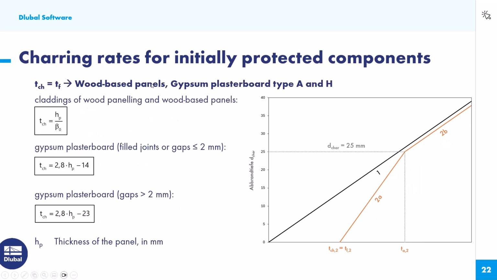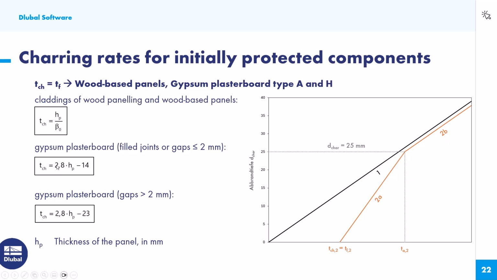Okay, so for wood-based panels, gypsum plasterboards type A and H, we can use this curve number 2, where the charring equals the failing time of the protection. Yeah, for wood, it's simple. We can simply divide the panel thickness by the charring rate, and then we know the time.